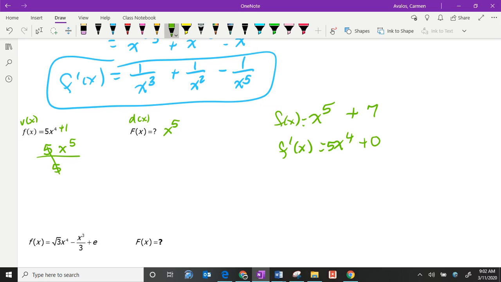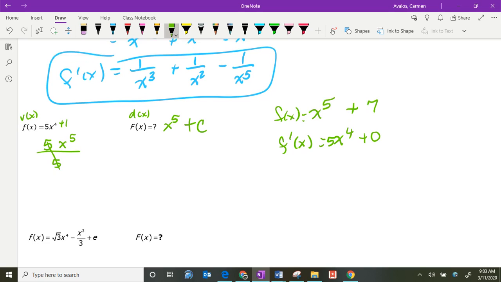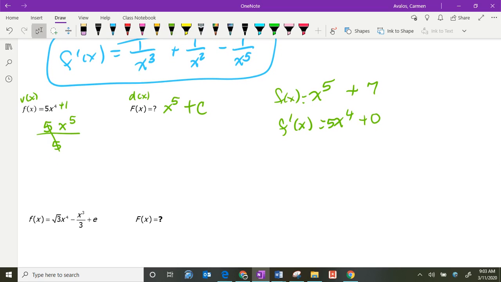So anytime that you're going backwards and we don't have enough information, we always say plus c. The constant could be 0, meaning there was no constant, or there could have been a constant such as 7. So anytime you're going backwards, you have to use the plus c, unless they're giving you a specific area. So right now, we're going to use the plus c on all of them.